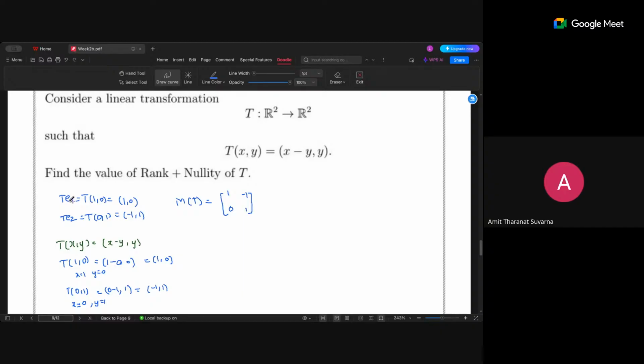Are TE1 and TE2 the column vectors of this matrix? Yes, the column vectors of this matrix. E1 and E2 form the basis. As I told you in the very beginning, TE1 and TE2 form a spanning set for the range. That's why we find T1 and T2 to find the rank. So now we have T1 and T2. Are they linearly independent?